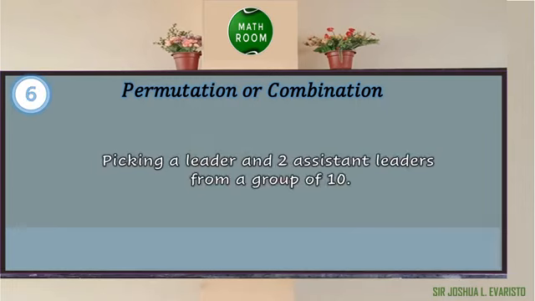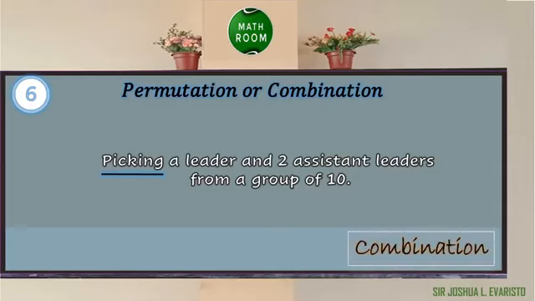Item number 6. Picking a leader and 2 assistant leaders from a group of 10. The keyword used is picking, which makes it a combination statement. To solve this, we will use combination of 10, 1 times combination of 9, 2, since we have 10 members and we will pick 1 leader. Then, we will choose 2 assistant leaders out of the 9 members left after picking a leader.